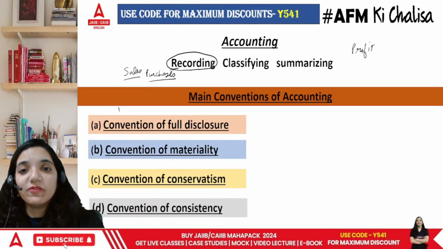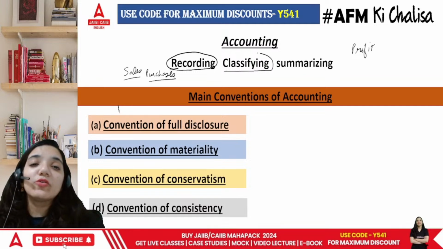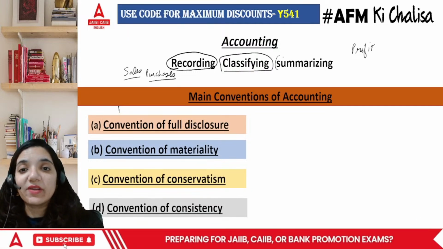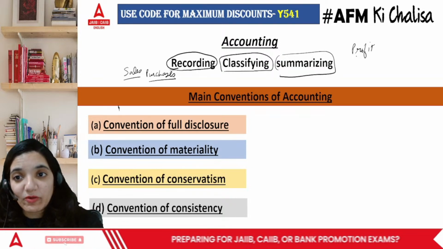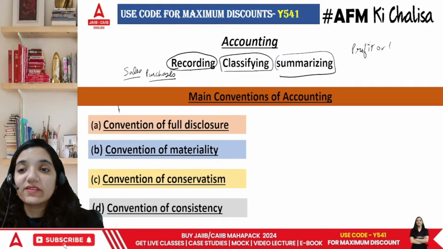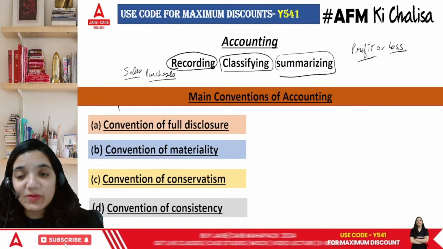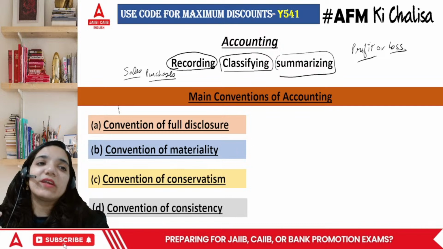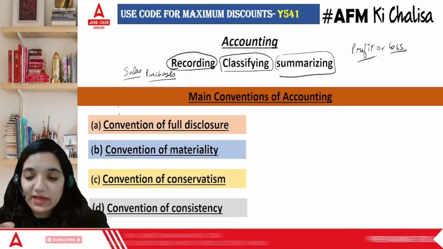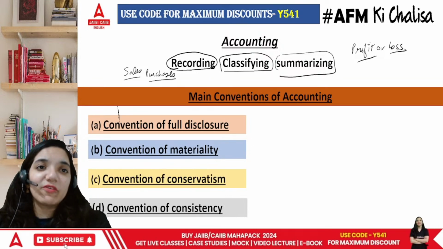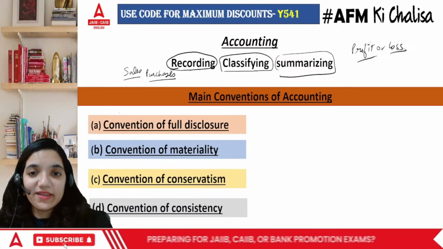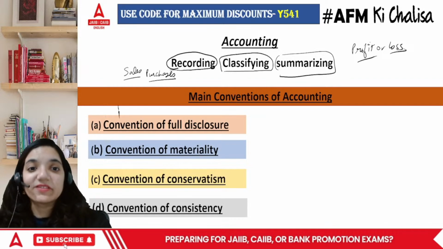So what do we do? First of all, we classify or group these items in different groups. Then we summarize. Then we make the profit or the loss. When the profit or loss has been determined, that is where the ultimate accounting work is done. The basic reason for preparing the books of accounts is to understand the financial health of the organization, right? So that's the accounting for us.